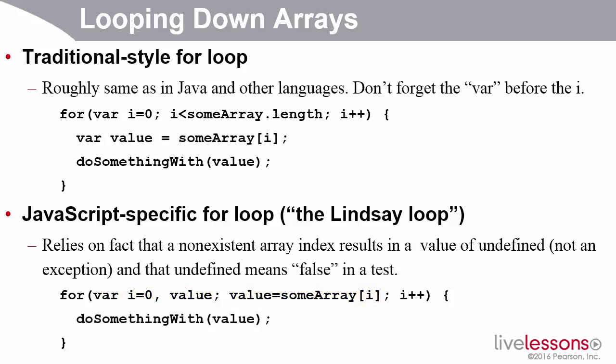So this test in the middle will fail when it gets to the point that i is no longer a real entry in the array. And since it returns something that is treated by JavaScript as false, the loop will just stop. So this is a slightly shorter way. You don't have to separately check the length and then look up the value. You can just look up the value and it will automatically stop when it gets to the end.